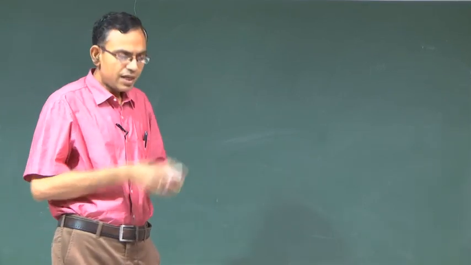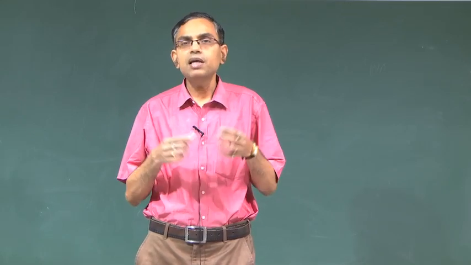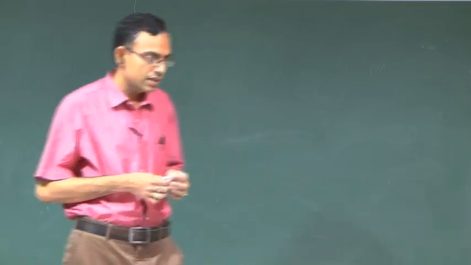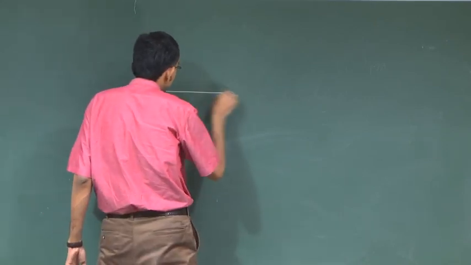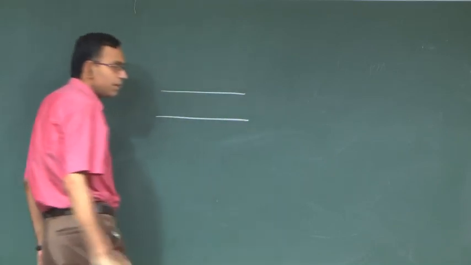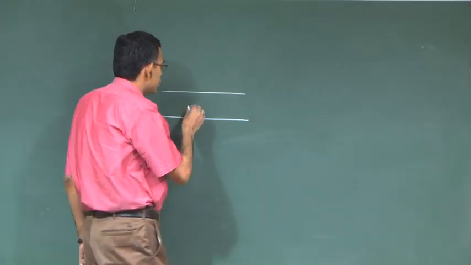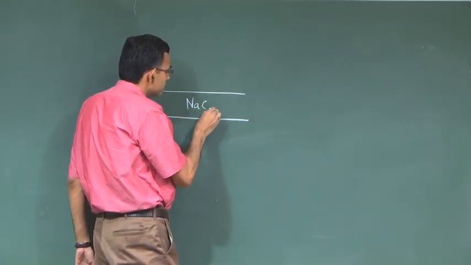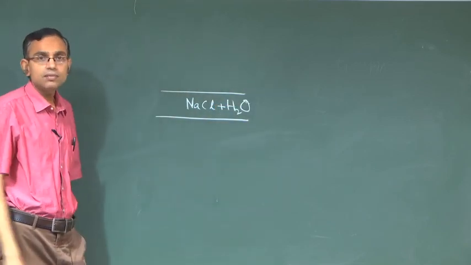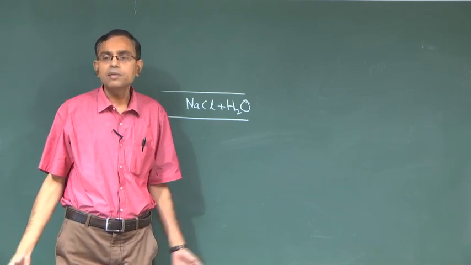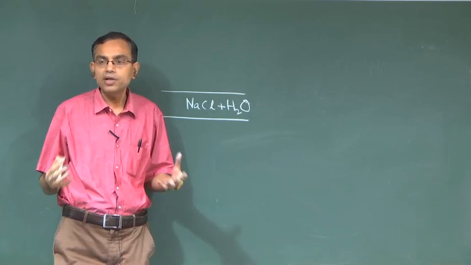Just like my other lectures, before getting into the subject, let me give you an example of why electrokinetics is important and how it is used. Imagine that there is a microchannel made of glass. There is a saline solution, say NaCl plus water. Saline solution is very important in biological applications, all of us know about it. Salt is a very important component of the living system.